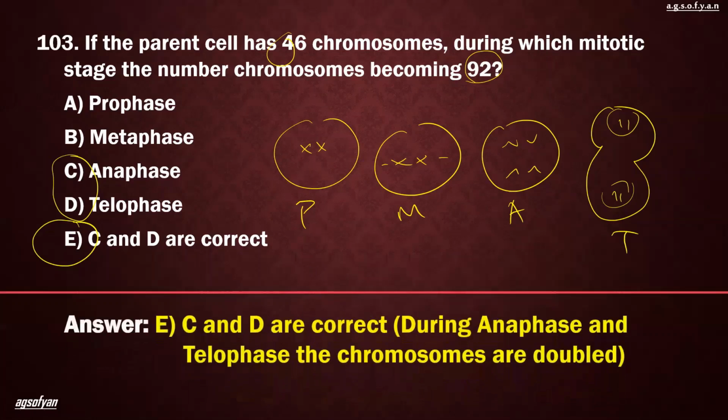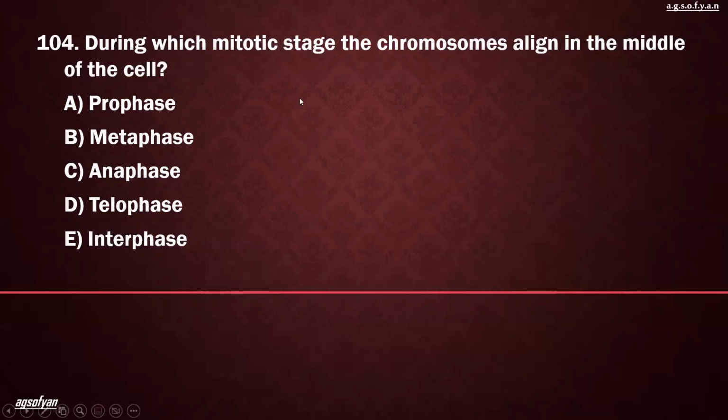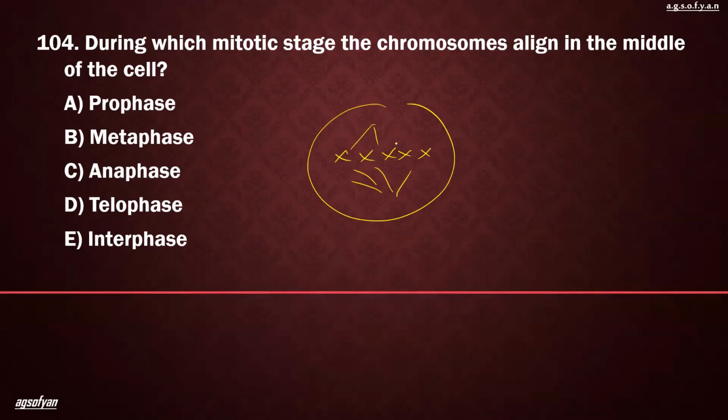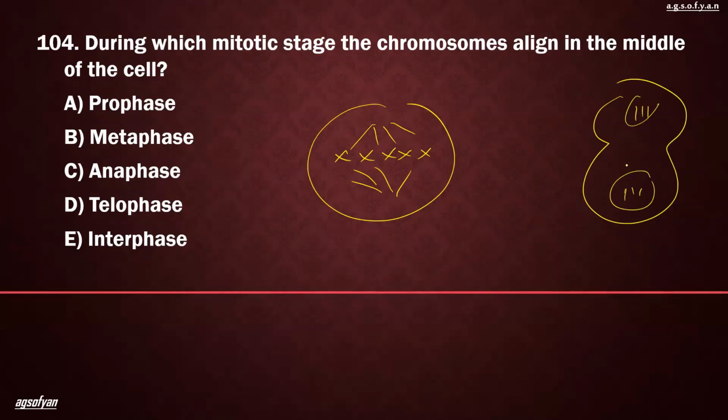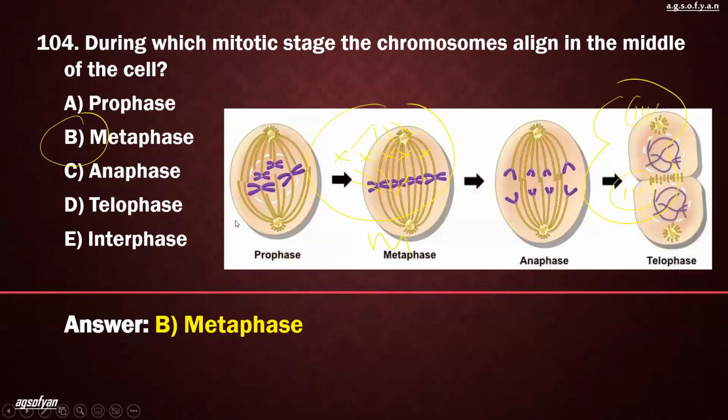Okay, next. That's just the picture. Continue. During which mitotic stage do chromosomes align in the middle of the cell? When you see under the microscope, it's nicely in the middle of the cell. What stage is that? Telophase? No, telophase is like this. It would be metaphase. Yes, nicely in the middle is metaphase. Look at this, metaphase, nicely in the middle.